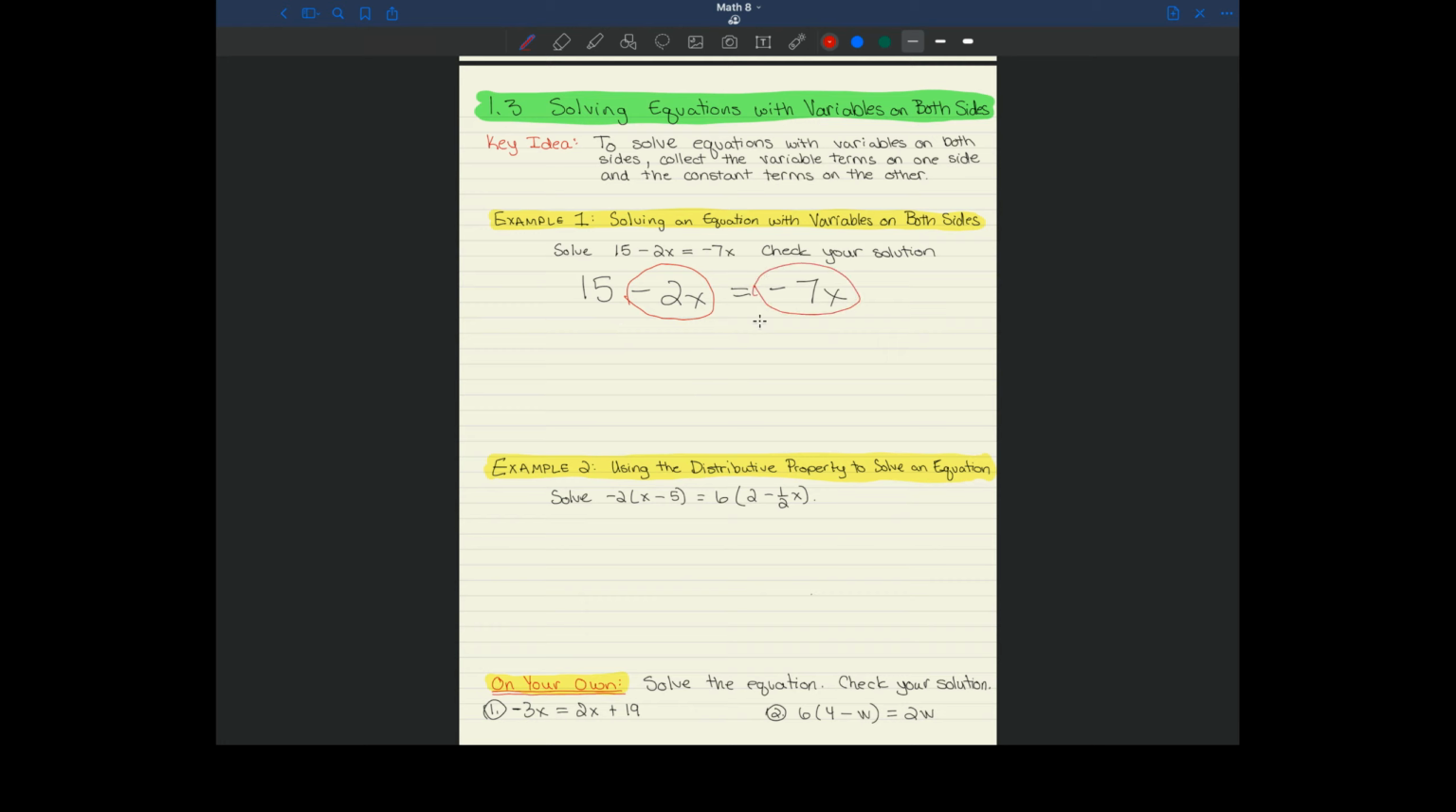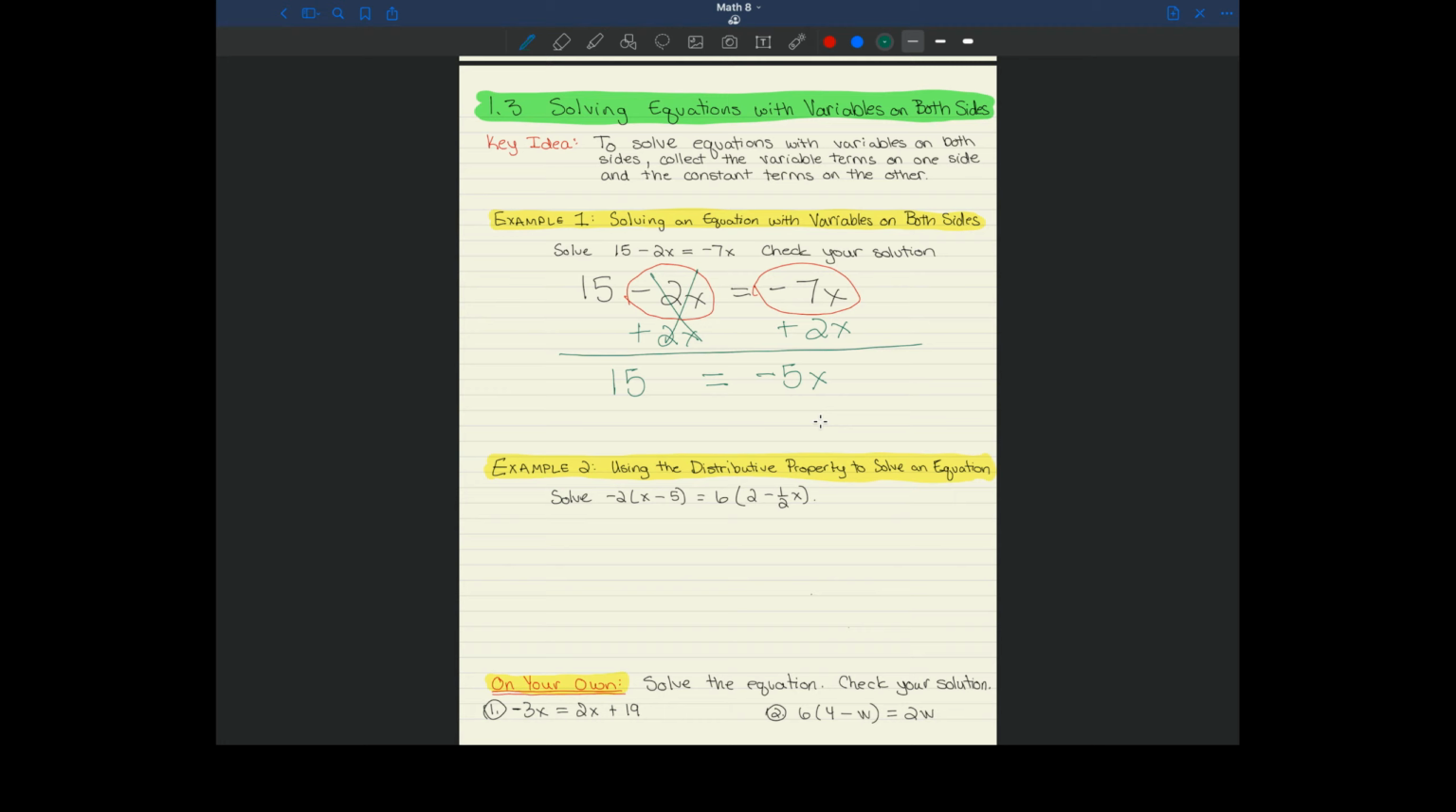Now the negative 7x is already alone on the right side of my equation. So I want to move this negative 2x from the left side to the right side. And when we want to move to the opposite side of the equation, we need to use the inverse operation. So the opposite, or the inverse, of negative 2x is positive 2x. So I'm going to add 2x to both sides. It's going to cause this to cancel. And we get 15 equals negative 7x plus 2x, which is negative 5x.